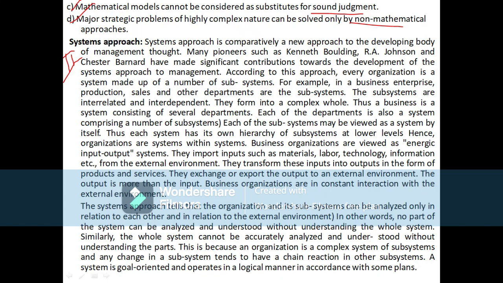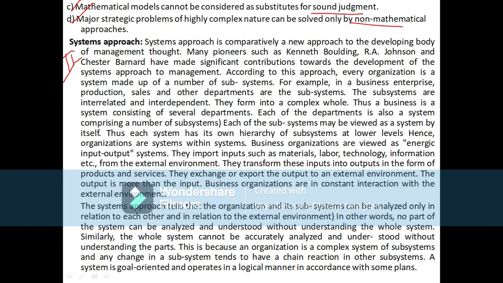A common pitfall of the classical theory, behavioral theory and quantitative schools or approaches is that they stress one aspect of organization at the expense of others. The classical approach emphasizes the task and structure, as we studied in our previous classes about classical and neoclassical approaches. The behavioral approach emphasizes people, and the quantitative approach emphasizes mathematical decision making, which we have studied now.